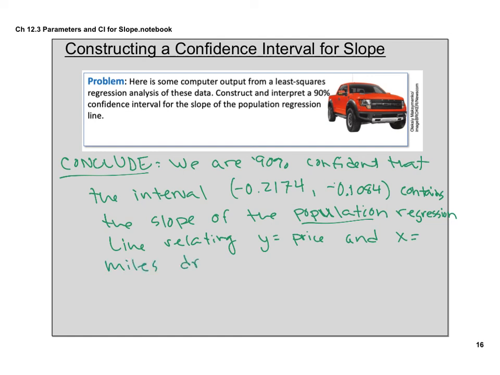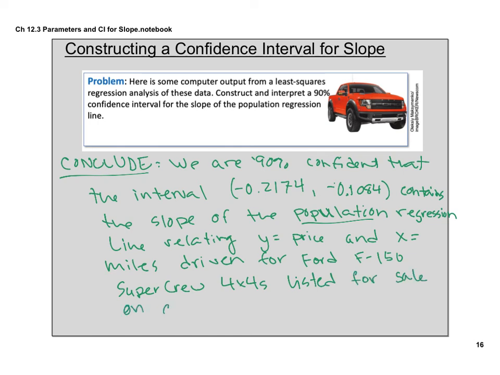Now talk about what it is you're looking at. For Ford F-150 Super Crew 4x4s. They even keep going and say listed for sale on Auto Trader. All right, so there's our conclude statement. There's your confidence interval for slope.